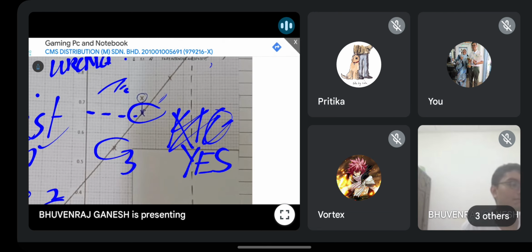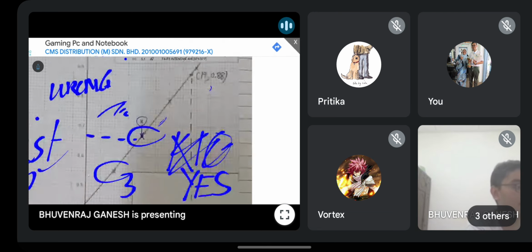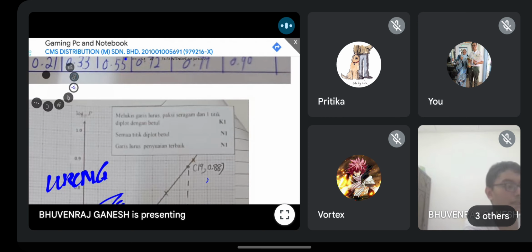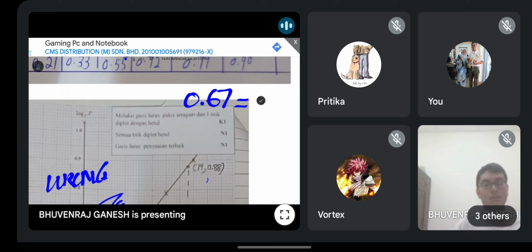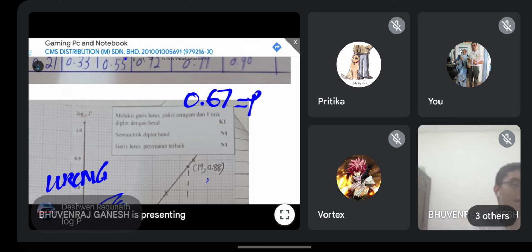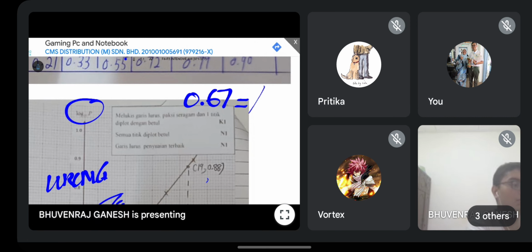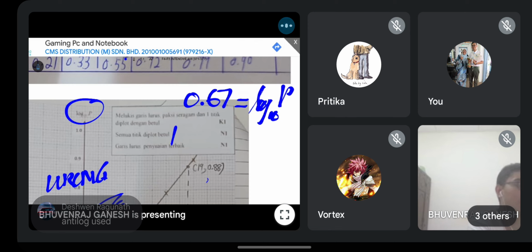Okay, so guys, this 0.67, what does it represent? Anyone? What is it equal to? Can anyone tell me? 0.67 equal to? Is it directly your p value? Yes, log p. Refer back to your y-axis. So how you solve for p? Very simple lah. Yeah, anti-log. 10 power 0.67 is p.